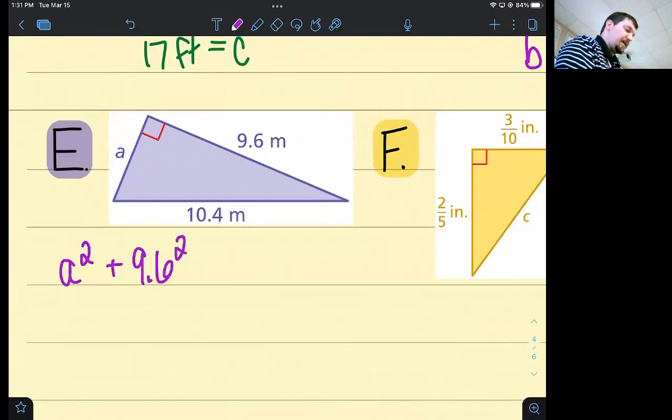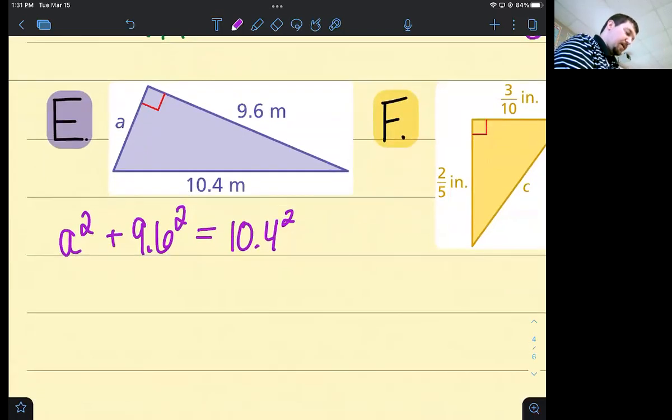One of the common mistakes with the Pythagorean theorem isn't mixing up the hypotenuse and a leg, although I've seen that happen a couple times. It's forgetting to square the 9.6 and forgetting to square the 10.4. I'll have some students that just subtract 10.4 and 9.6 right away. You have to square them first, then subtract, not subtract and then square. It does not work the other way around.